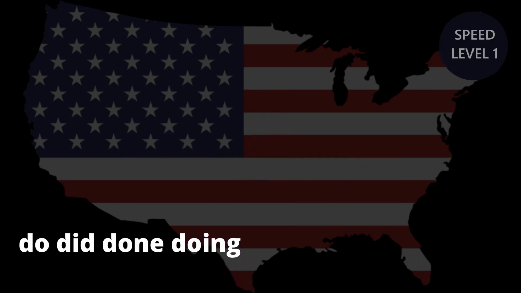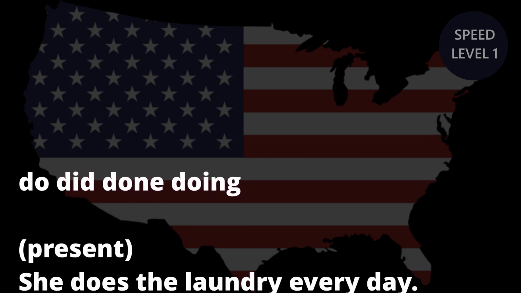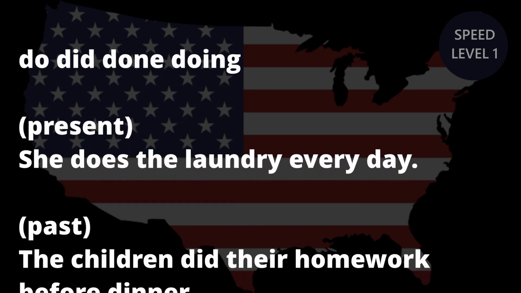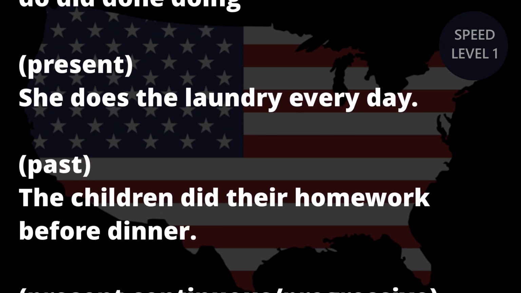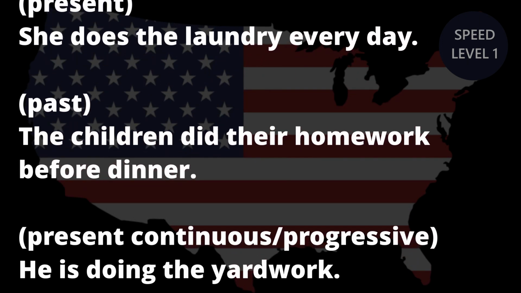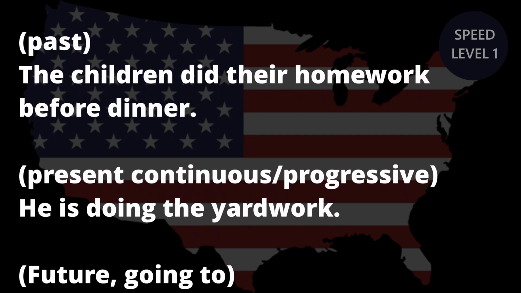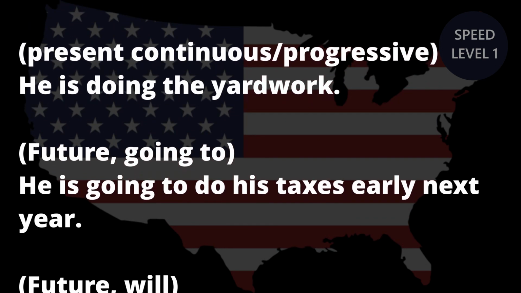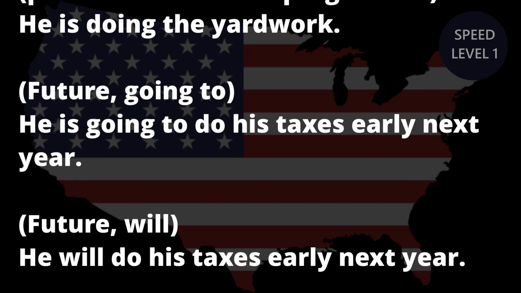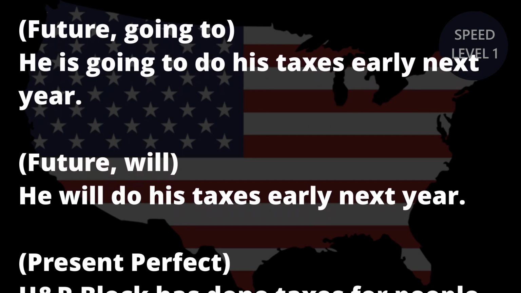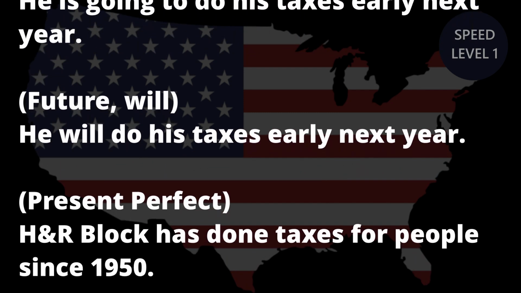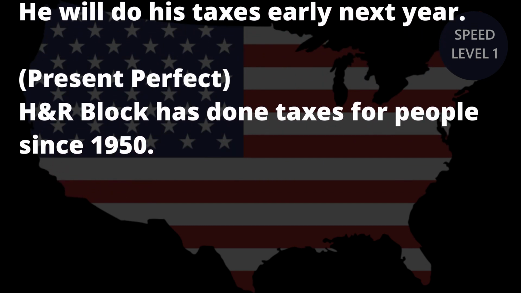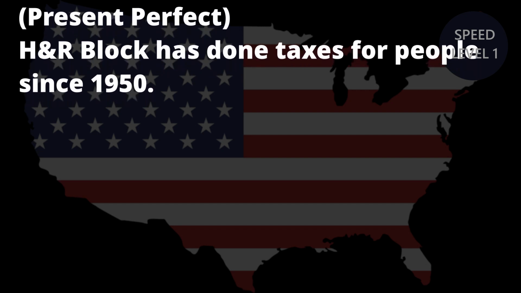Do, did, done, doing. Present. She does the laundry every day. Past. The children did their homework before dinner. Present continuous, progressive. He is doing the yard work. Future, going to. He is going to do his taxes early next year. Future, will. He will do his taxes early next year. Present perfect. H&R Block has done taxes for people since 1950.